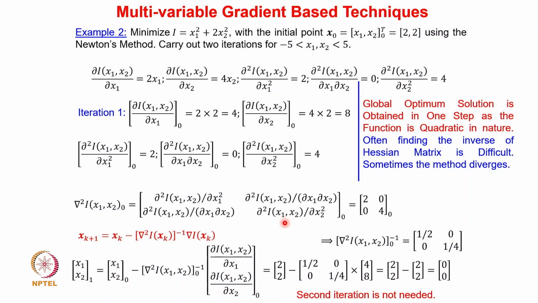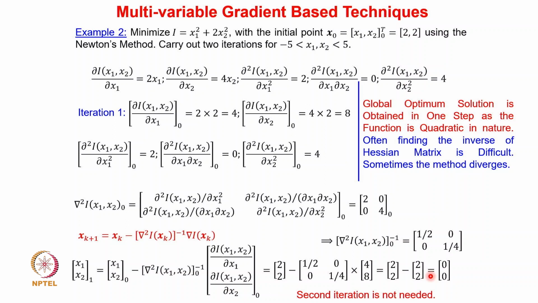And now we have to find the inverse of this Hessian matrix. If you find the inverse of this Hessian matrix, that comes out to be 1 by 2, 0, 0 and 1 by 4. This is what we get. And we can multiply this inverse of the Hessian matrix with the gradient matrix, which is nothing but 4 and 8, and that we are subtracting from the initial values of x1 and x2, and that gives me the new values of x1 and x2 at iteration number 1, and you can see that we are getting the values equal to 0, 0 directly. So in this particular case, the same global optimum solution we have obtained in one iteration.